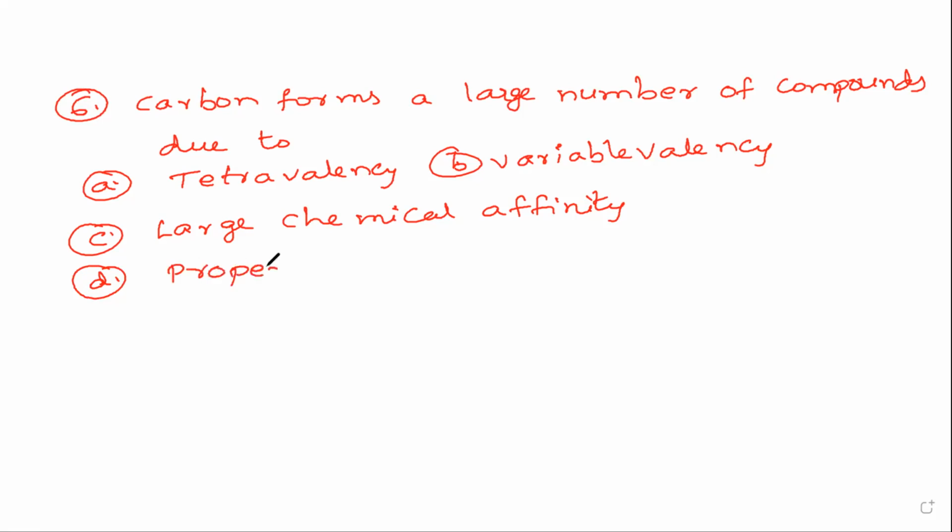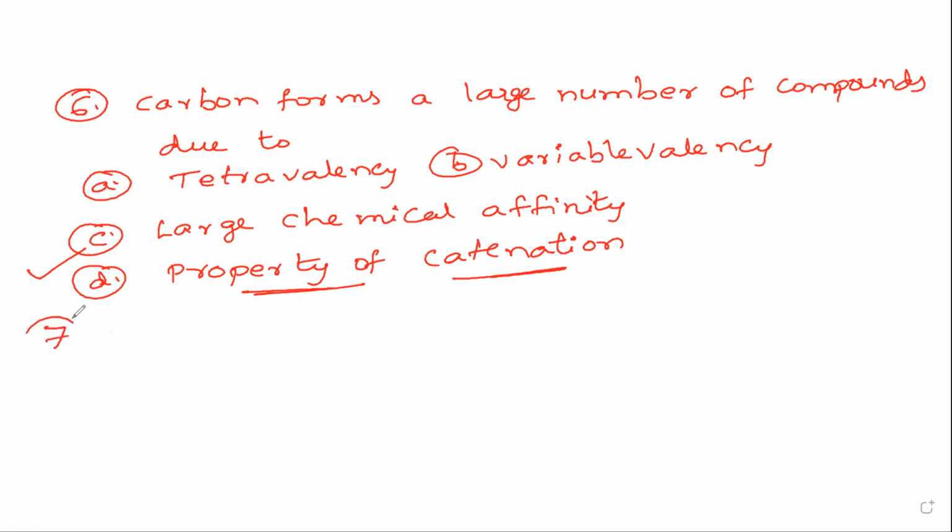So already you know what the answer is. It could be the property of catenation, because of catenation only it forms long straight chains, branch chains, and ring structures. So the answer is straight away due to the catenation property, option D.